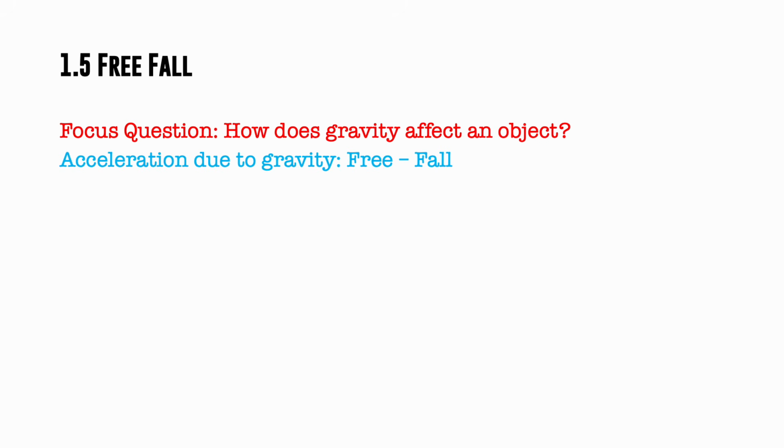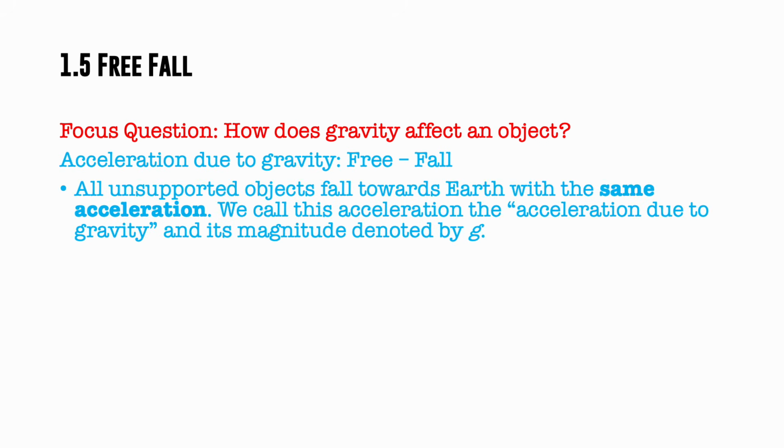So once again, really important with the definitions that we use. An unsupported object falls towards Earth with the same acceleration. All objects fall with the same acceleration. That's very important. I could have a penny or an F-150, and they would fall at the same rate. They would land at the same time when dropped from a height. So that's important to realize.